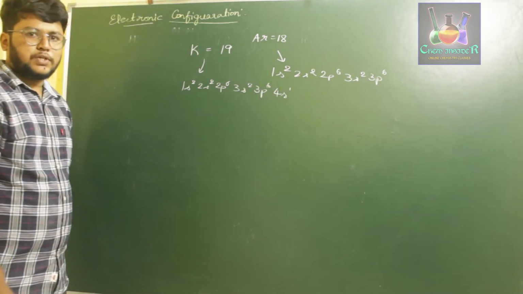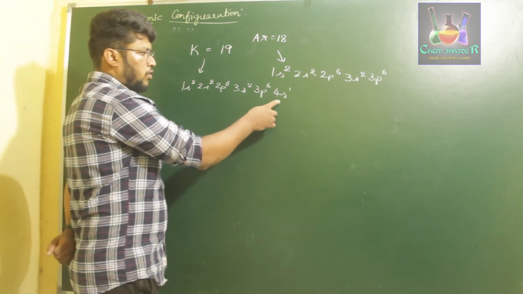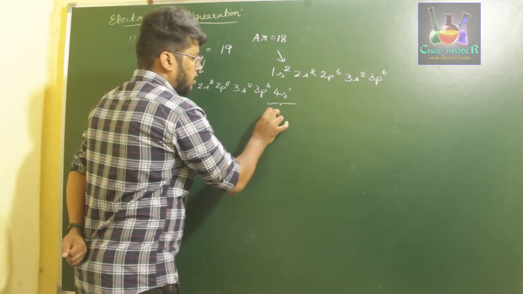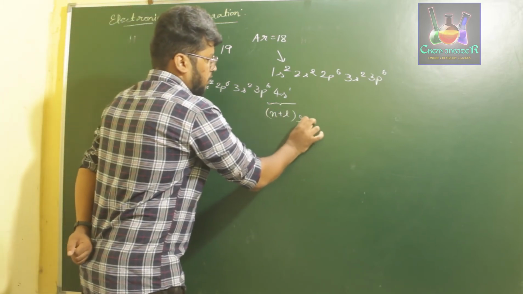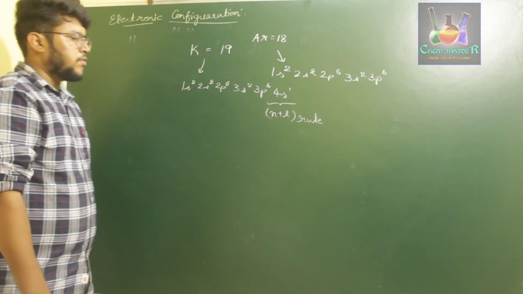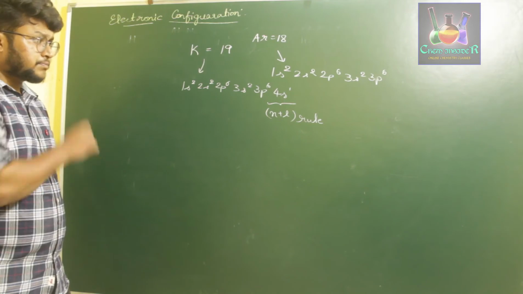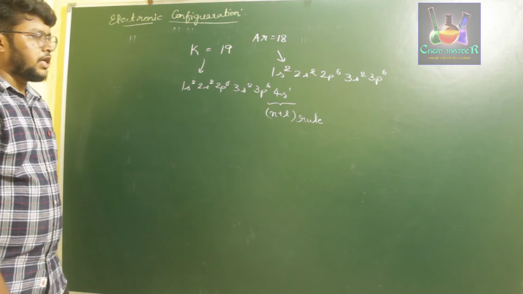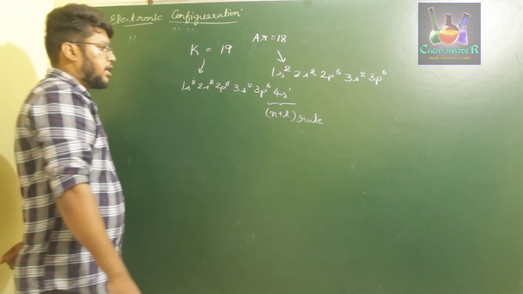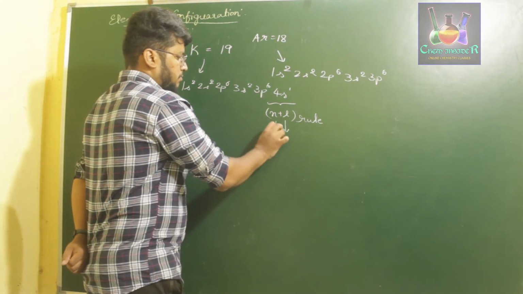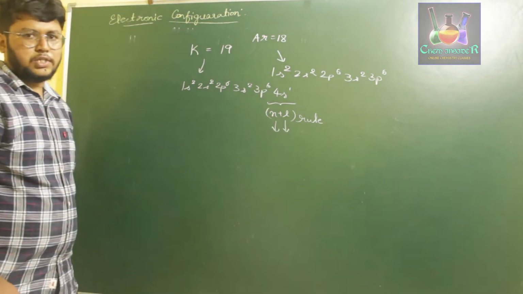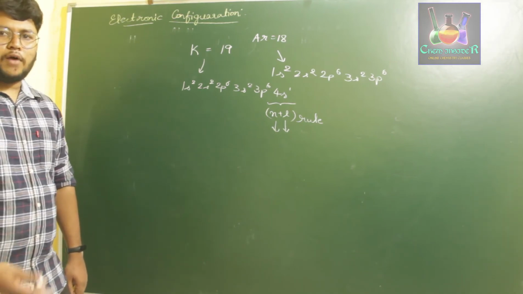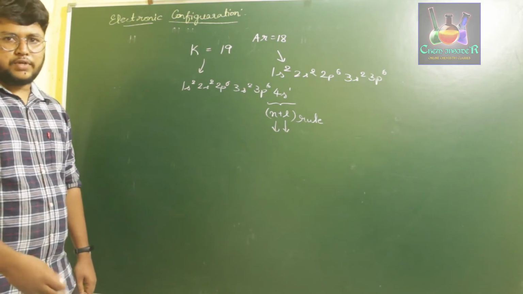So clearly we can observe a change here. Instead of the electron going to the 3d orbital, it goes to the 4s orbital. This change is because of the n plus l rule, which we discussed in the previous video. Whenever the energy of an orbital depends upon its n plus l value, we consider the n plus l rule. That is, if the n plus l value of two or more shells is the same, the one with the greater value is written after, and the one with the lesser value is written first.